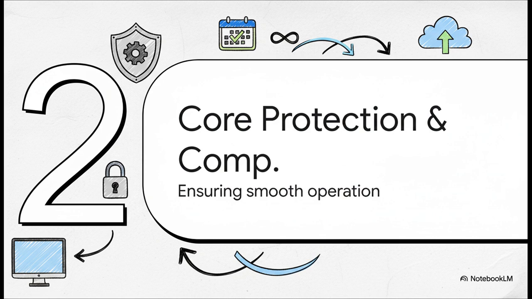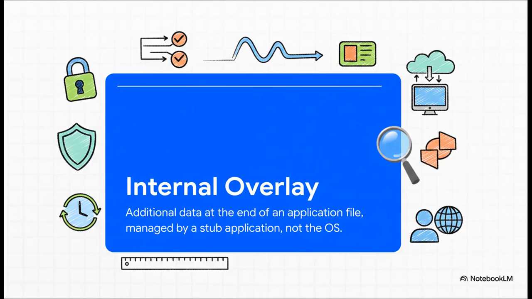We're going to explore the core settings that make sure you have maximum compatibility no matter what kind of application you're building. So, to understand this next setting, we first have to talk about what an internal overlay is. It's basically a chunk of data that a lot of development tools stick on the end of a file. The application needs it, but the OS itself doesn't manage it.